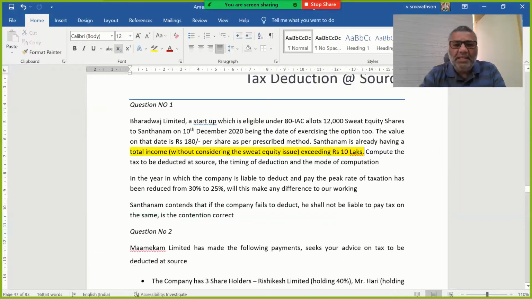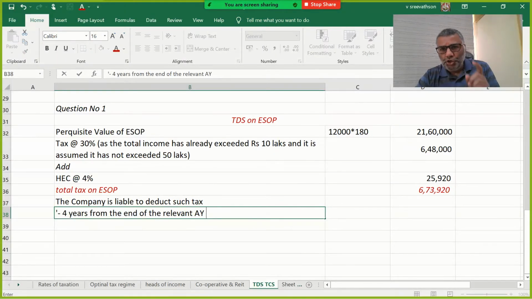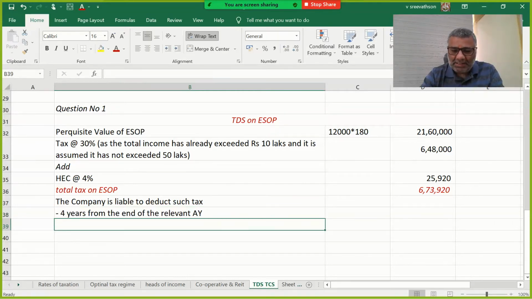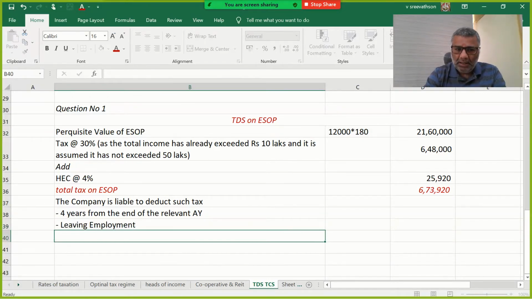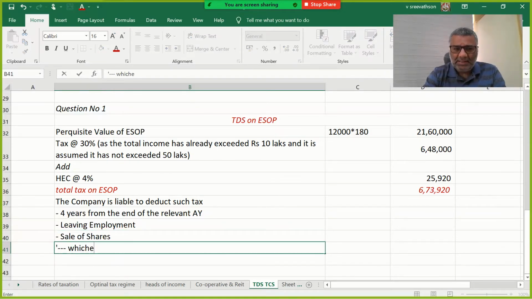Which means in this case it has been allotted on 10th December 2020. So 2021 financial year, 21-22 assessment year, okay, 4 years. So 31-3-26 in terms of assessment years. Okay, so 4 years from the end of the relevant assessment year, leaving employment, sale of shares, whichever is earlier.